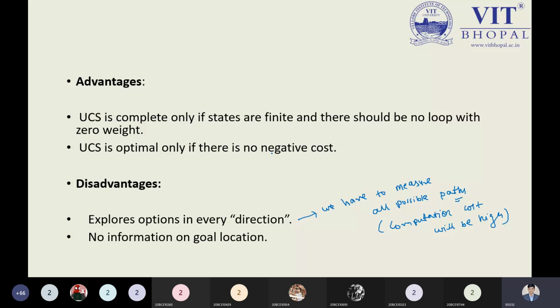So this is the reason we have to explore all the paths, because we don't know which path is giving the least cost. So we have to evaluate. This is the reason the computation cost will be high. That is the reason we are putting this algorithm into the uninformed searching algorithm. These drawbacks put this algorithm into the uninformed search. That's the only reason. Now clear?